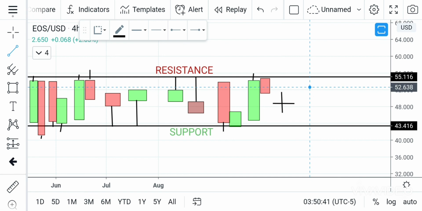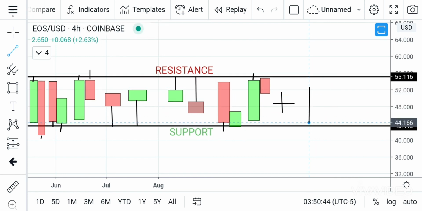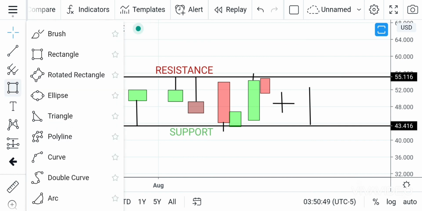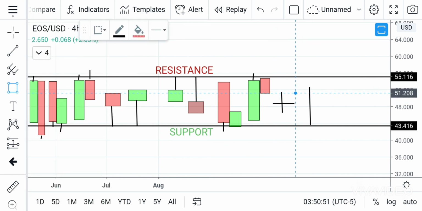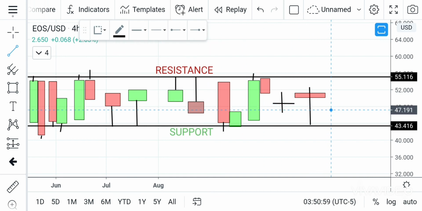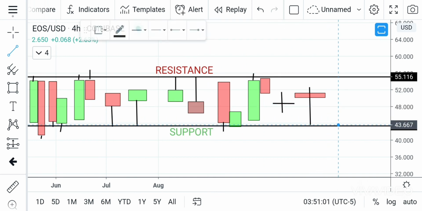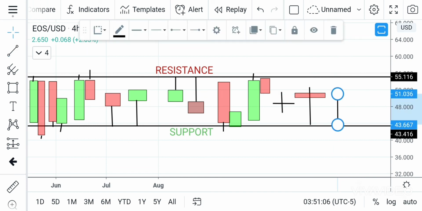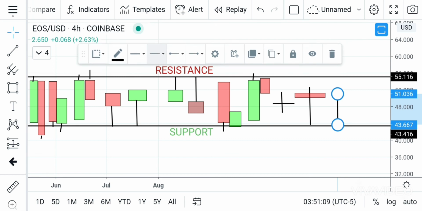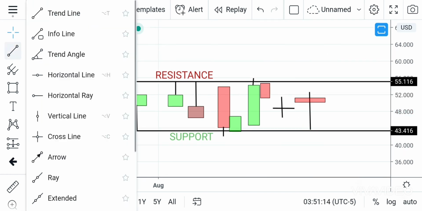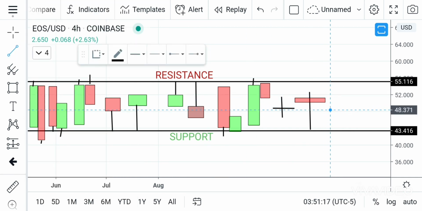The Dragonfly Doji is a bullish reversal pattern. It looks like a hammer, but it's not really a hammer. So the Dragonfly Doji looks like this, or there's another variation of it that also looks like this. So the Dragonfly Doji looks like that, and a second variation of it also looks like this.